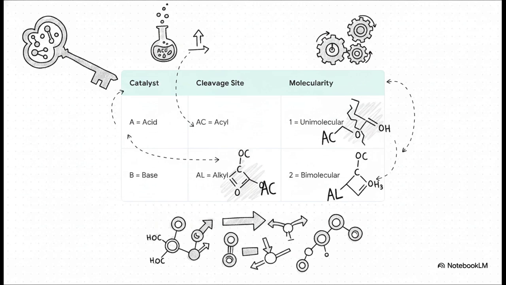The middle letters tell you exactly where the bond is breaking. AC for the acyl carbon, Al for the alkyl carbon. And the number at the end, that's the kinetics of the slow step. 1 for unimolecular, 2 for bimolecular. Boom. Once you see the pattern, the code practically reads itself.